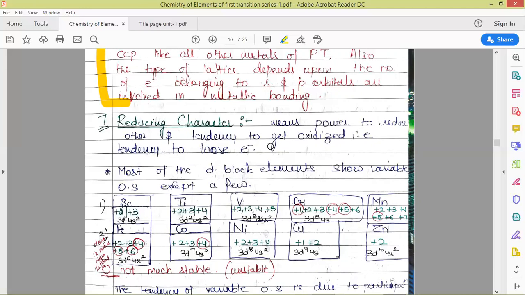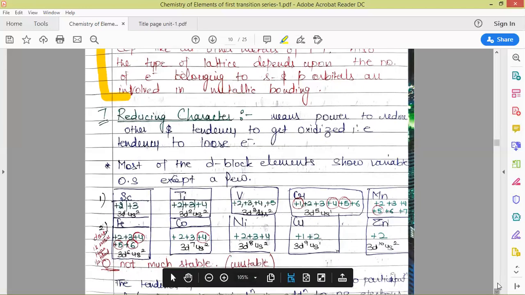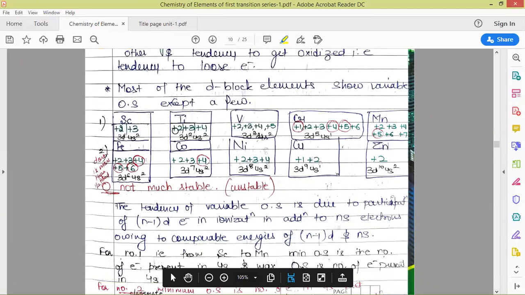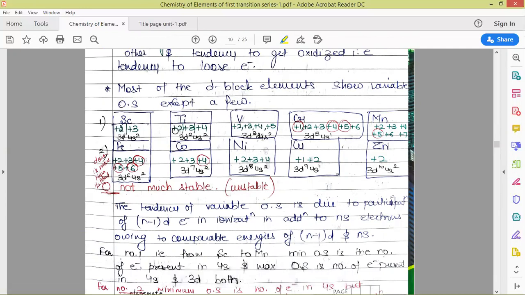So for the discussion of the reducing character, we can divide our 3D series into two parts. The first part is from scandium to manganese, where there are no paired electrons up to manganese, as in the d subshell no unpaired electrons are there. So the first part is the no unpaired electron part, and the second part is the next 5 elements, having paired electrons in the d subshell.